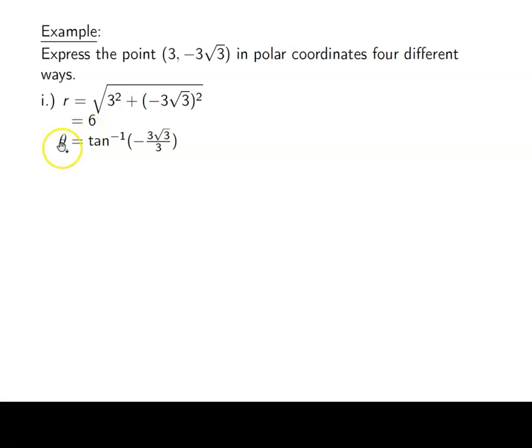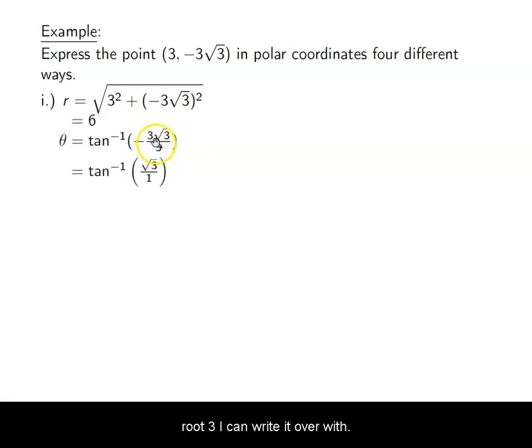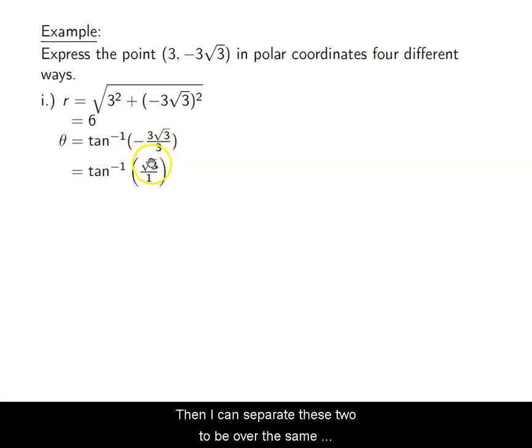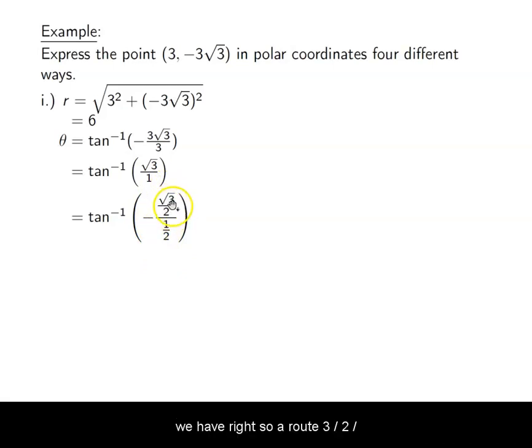Okay. Here, if I want to find tan inverse of this value, notice that these 3's will cancel out. So instead of writing just square root 3, I can write it over 1. And then I can separate these two to be over the same denominator of 2, because that tells me a nice angle that we have, right? So root 3 over 2 over 1 over 2 gives me pi over 3 as my angle.